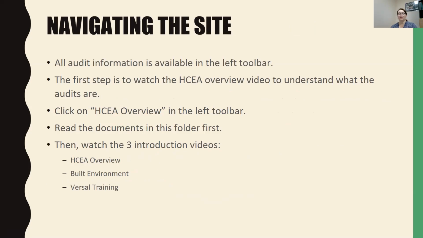So when you actually get onto the site, all of the audit information is available in the left toolbar. And the first step is to watch the HCEA overview video to understand what the audits are. You're going to click on HCEA overview in the left toolbar and read the documents that kind of give you an overview. Honestly, I'm giving you that overview now, so it should make it pretty straightforward.